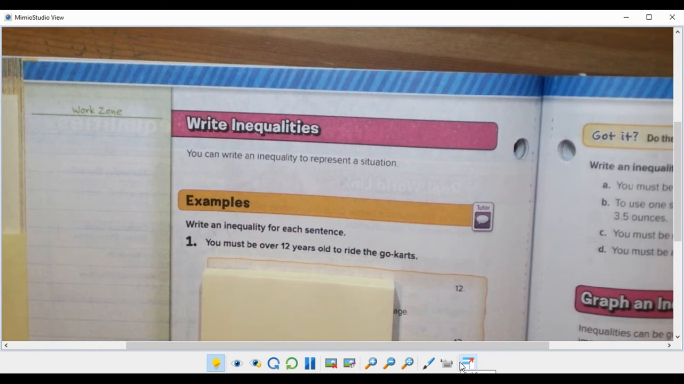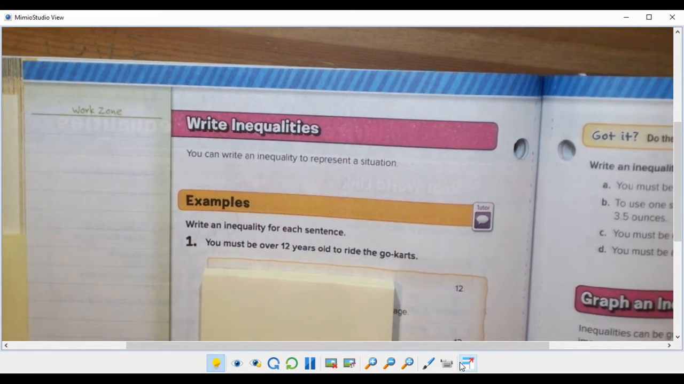So today we're going to continue our work with inequalities. Yesterday we talked about graphing them. So you had the open dot or the solid dot, and then you had to place it above a number on the number line and pick the direction of the arrow to show all the possibilities. Well, today we're going to take some word problems or some sentences, and we're going to translate it into the things that you use to graph.